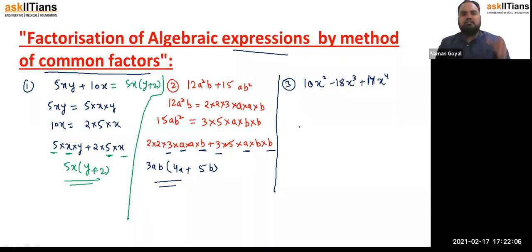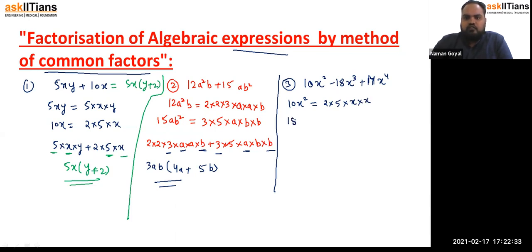And all the things monomial, binomial, trinomial, or greater than three terms are known as polynomials. Okay, you already learned these things in class 7th, right? Now first we have to write down the factorized form of 10x square. So it will be written as 2 into 5. x square is x into x.